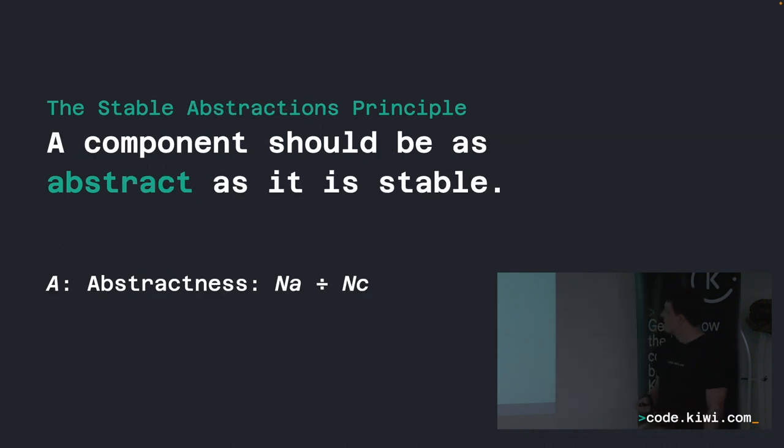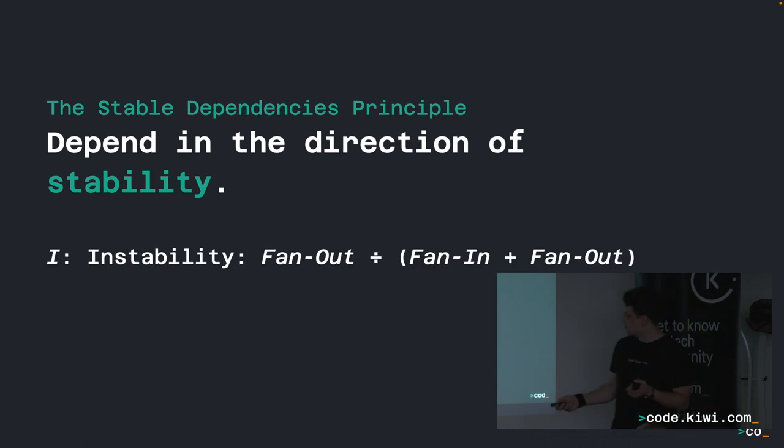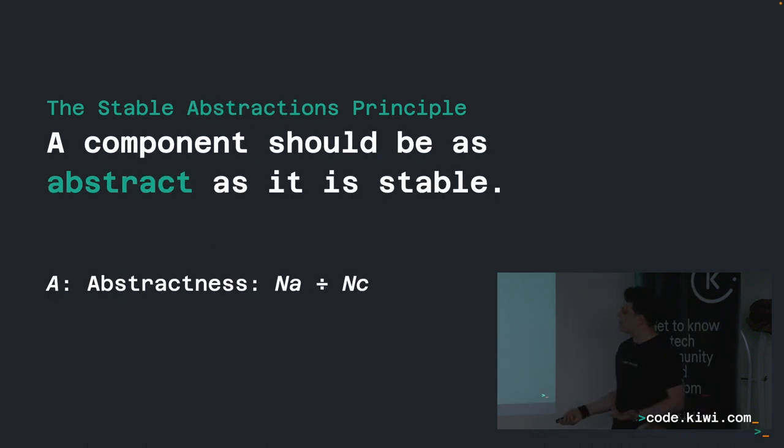And there's the third one, which is the stable abstractions principle. You can also calculate the abstractness. This equation is a little simpler. It's just the number of abstract classes and interfaces divided by the total number of classes. So then you can measure the abstractness. And the rule says that once you calculate these two numbers, the instability and abstractness, then they should be pretty much the same, given some kind of range.